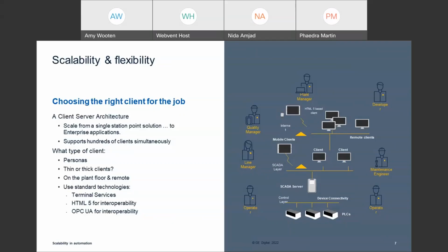But then if you have someone like a plant manager or GM, right, they may not even be within the plant network. In those cases, if they're more mobile, they may need a more web-based solution or a more mobile application, so they can see right on their phone or their watch what the status is and what's going on.